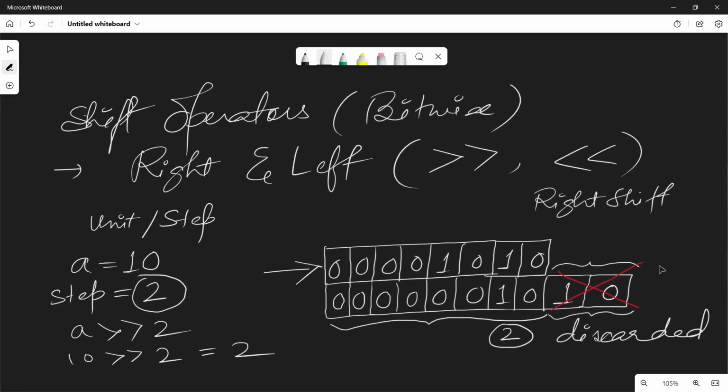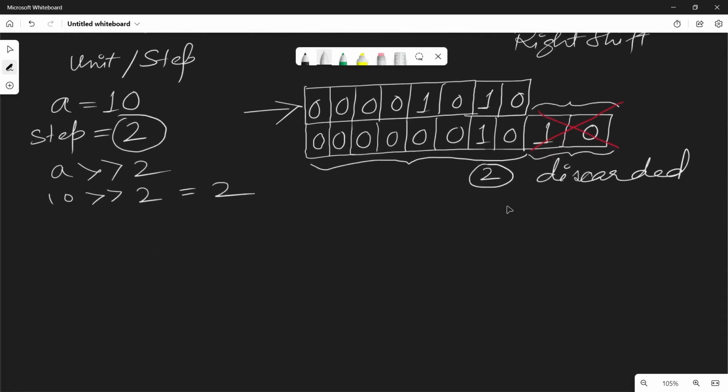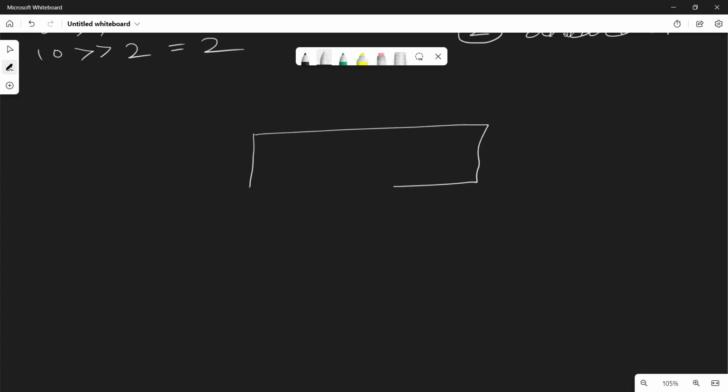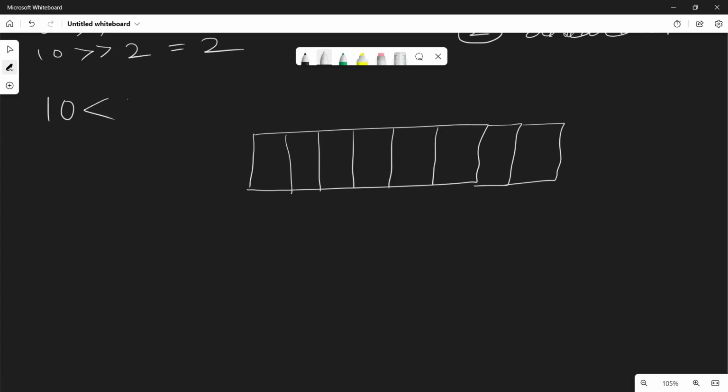Okay, now let's do one thing. Let's scroll even a little bit more up and try to do it for the other way around. Okay, so we have already seen right shift. Let us draw the same diagram in a different way. 1, 2, 3, 4, 5, 6, 7, and 8. Okay, I will take now 10 left shifted by 2 units and let's see what we get. So I will simply write 0, 0, 0, 0, 1, 0, 1, 0.